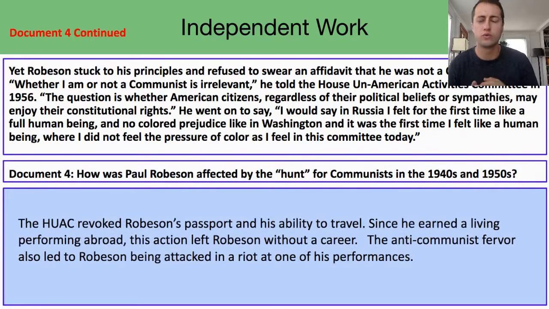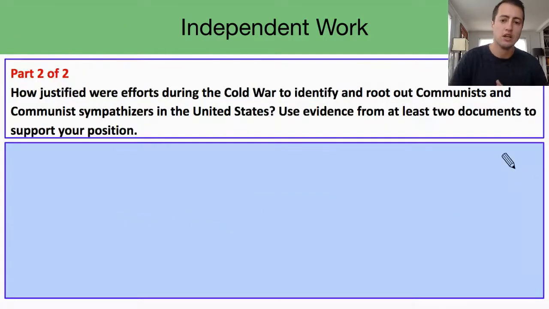So eventually the House Un-American Activities Committee revoked Robeson's passport, but what this question doesn't ask students to get into is how Robeson's race impacted his feelings about communism, which is an interesting aspect of the document itself. Okay, and then students are going to use the documents that they've read through in order to answer this question. How justified were the efforts during the Cold War to identify and root out communists and communist sympathizers?